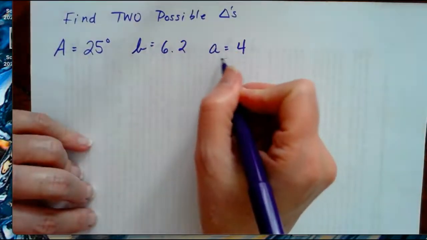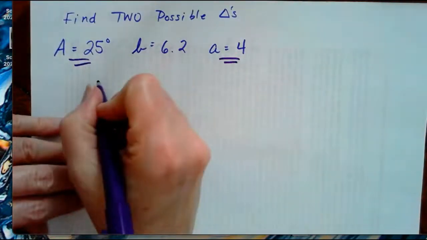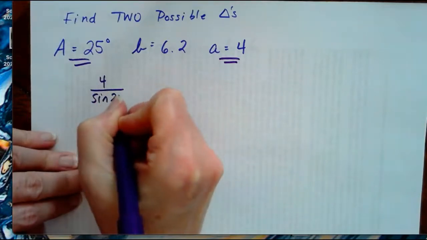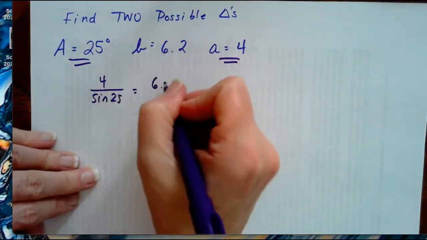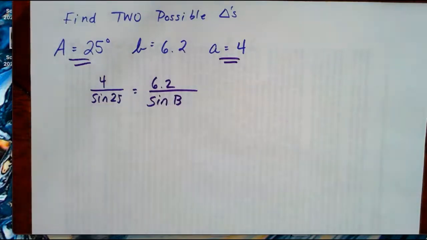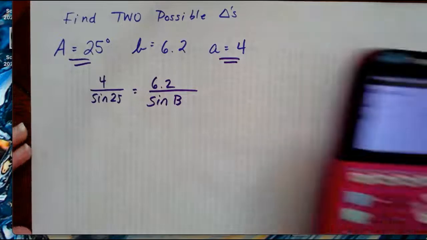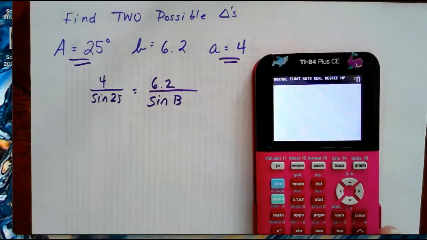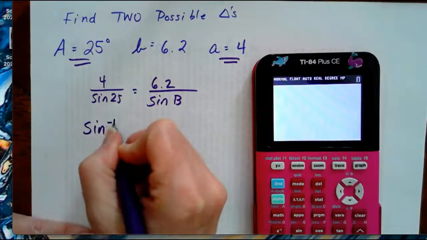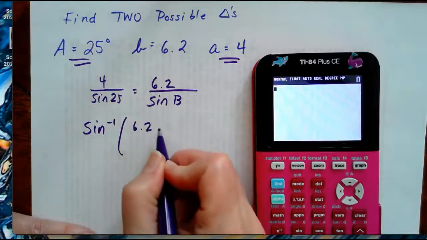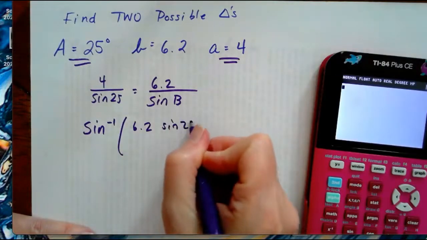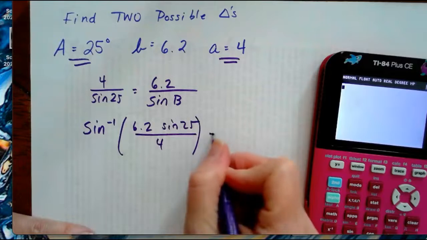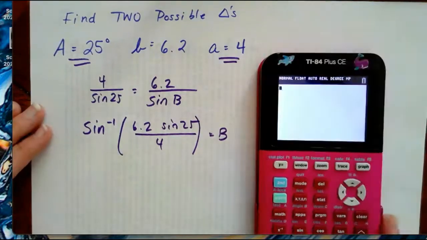So, remember, we know little a and we know big A. So, 4 over sine 25 equals little b over the sine of b. We're going after acute angle b. So, using our calculator, remember, be sure we're in degree mode, and be sure your calculator's charged and ready to go. Cross multiply, and we see that the inverse sine of 6.2 times the sine of 25 divided by 4 is what little angle b is going to be equal to.